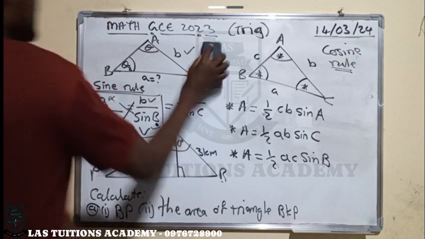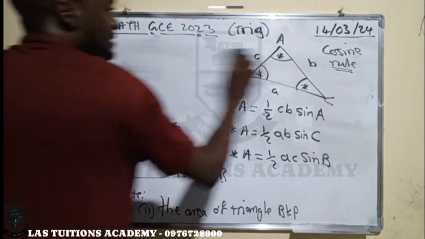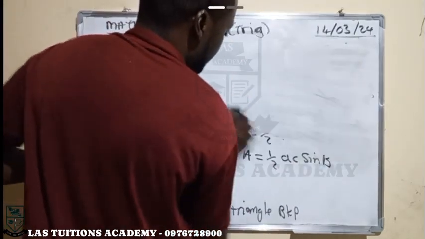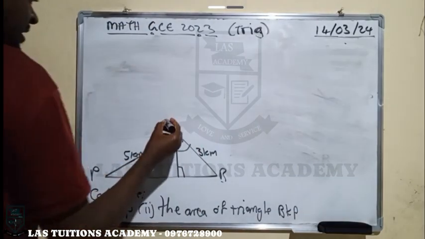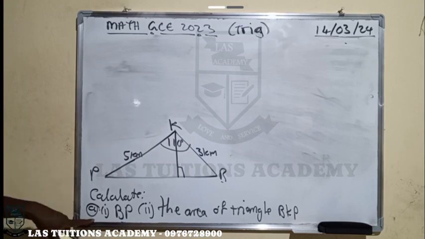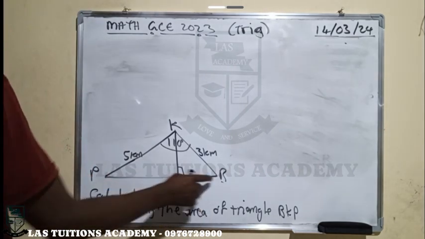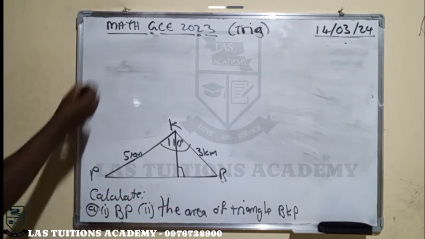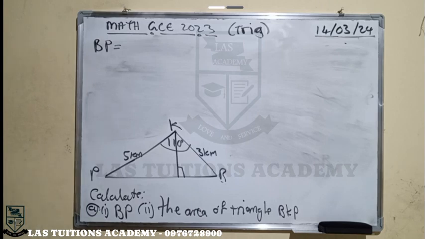If there are no questions based on what has been said, let's come back to our question and see how best we can solve it. So the question is saying we have this triangle here. We are asked to calculate BP, this side BP. When you look at this one, what formula are we going to use to calculate BP? Are we going to use cosine rule, or sine rule?